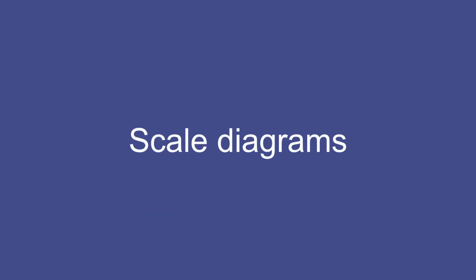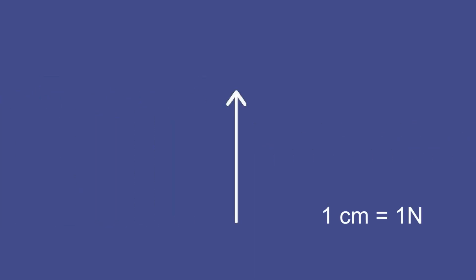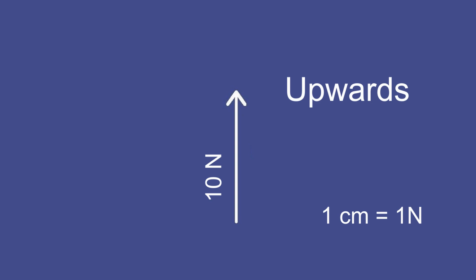We may represent vectors using scale diagrams. A vector quantity can be shown by an arrow. The length of the arrow represents the magnitude, and the direction of the arrow represents which way the vector is acting towards. For instance, in this scale diagram, the magnitude of the force is the length of the arrow, 10 centimeters, which is converted to 10 newtons, and the direction of the arrow is upwards.